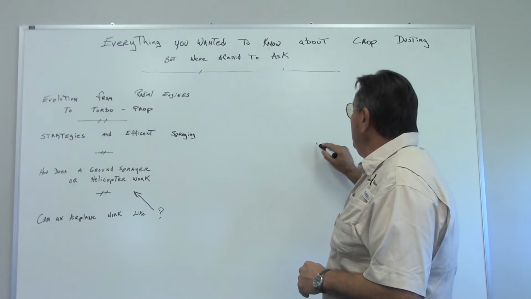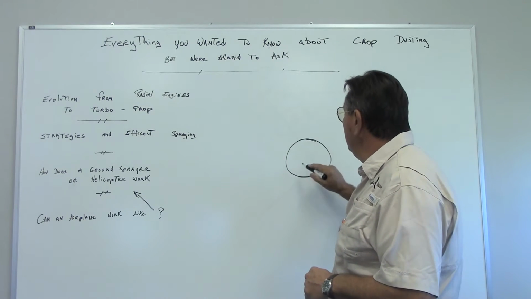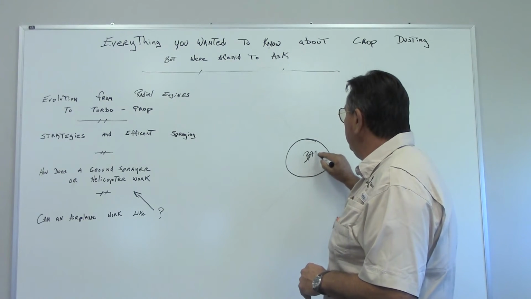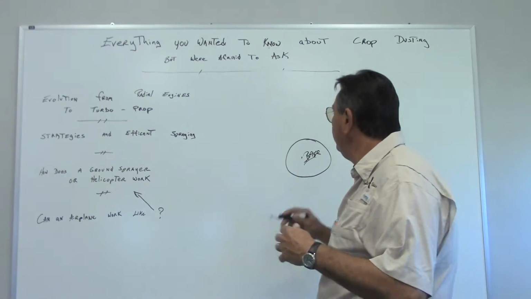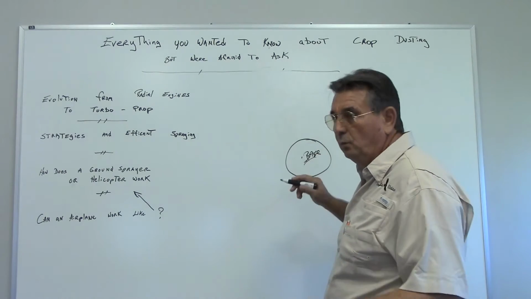With the advent of the turbine, they realized they could have their base of operation just like they always had, where they have their hangar for maintenance, bring the equipment in at night, and do winter maintenance.